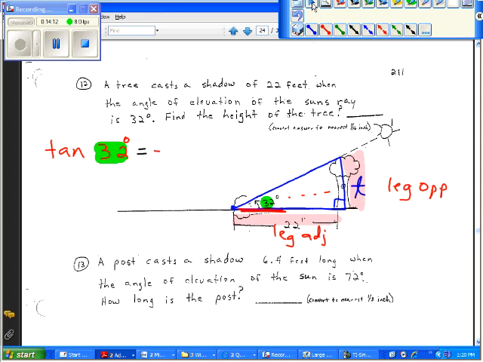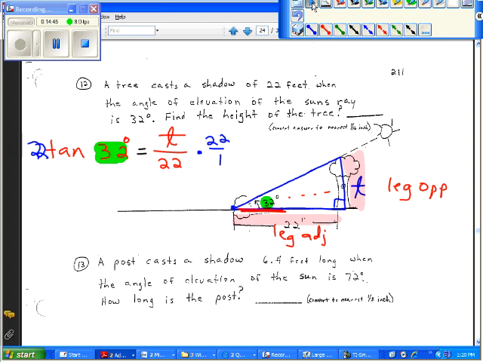So we got that. And then to set up our fraction, we do what tangent says. Tangent says you put leg opposite over leg adjacent. And so we have a trigonometric ratio that we can use to solve for the height of the tree without ever having to climb the tree. Pretty cool. So we're going to undo division by multiplication. And so we have 22 tangent 32.